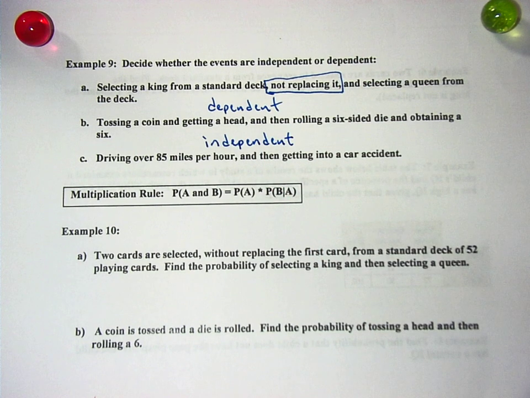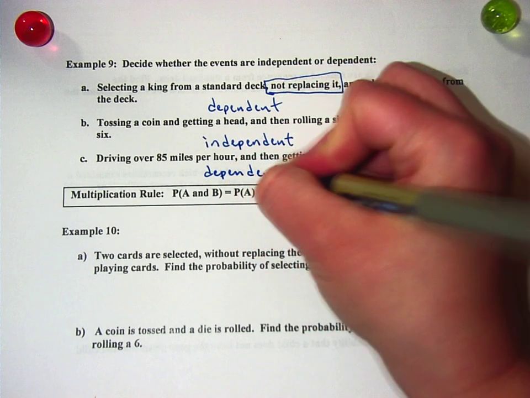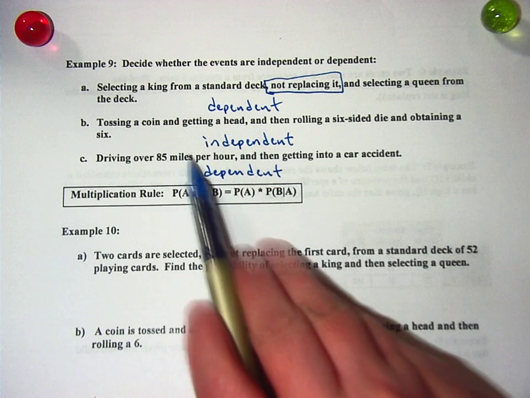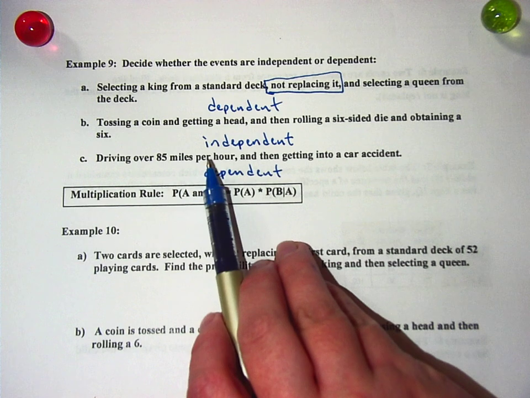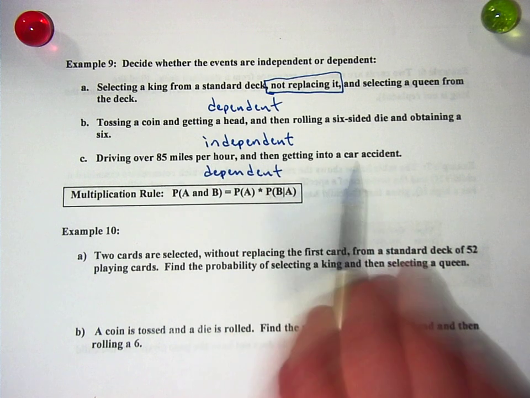Driving over 85 miles per hour and getting into a car accident. Now, that doesn't mean that if you drive over 85 miles per hour, you're automatically going to get into a car accident. Lots of people do not get into car accidents, but I bet if you looked at the probability, you would find that out of people who are not race car drivers, if they're going over 85 miles an hour, they've got a higher probability of getting into a car accident. That's what makes it dependent.